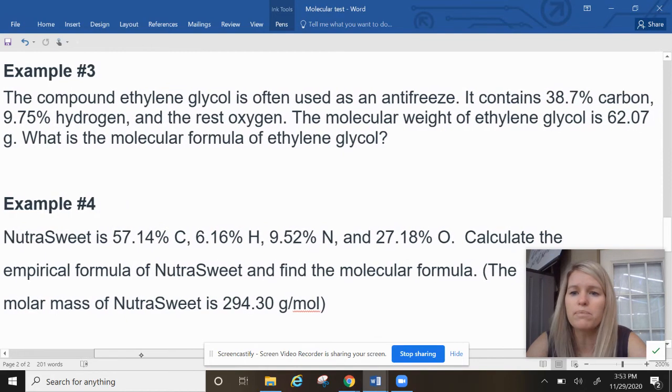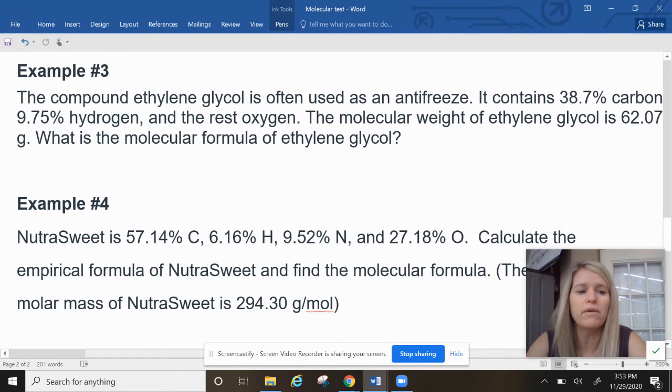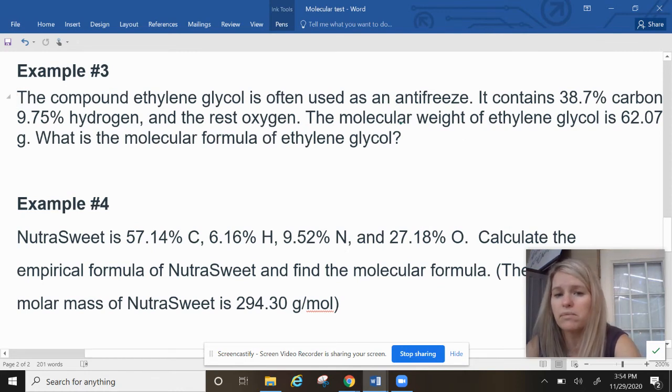It contains 38.7% carbon, 9.75% hydrogen, and the rest is oxygen. The molecular weight, and again, this is going to be the molar mass of ethylene glycol, is 62.07. What is the molecular formula?